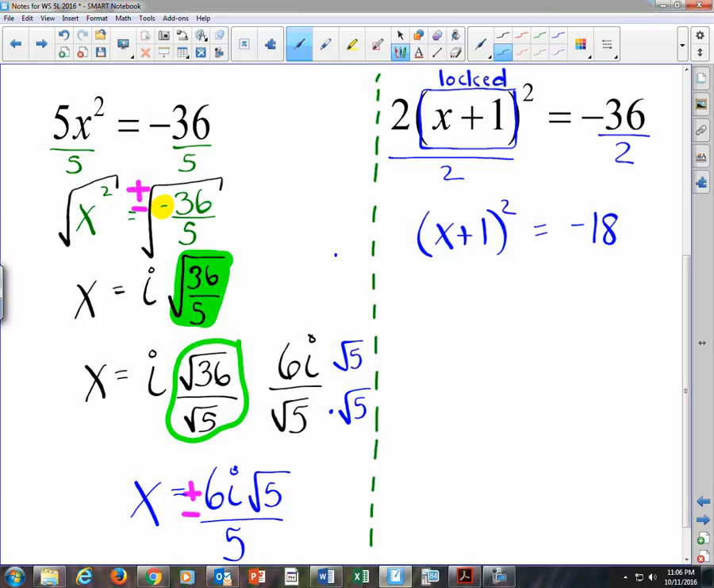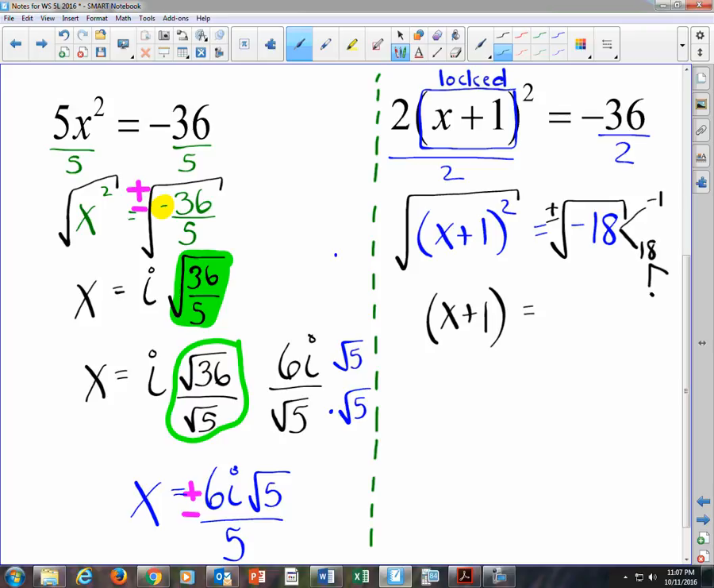Now I can unlock my parentheses with the radical. I'm not going to forget the plus or minus this time. The radical and the squared undo each other, which just leaves us with an x plus 1 on the left side. And on the right side, an 18. I can break that down to a negative 1 and an 18. Then I can break the 18 down to a 9 and a 2.